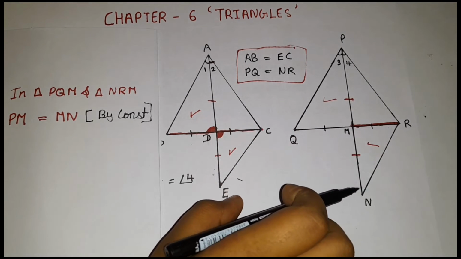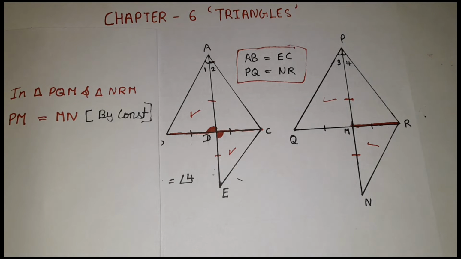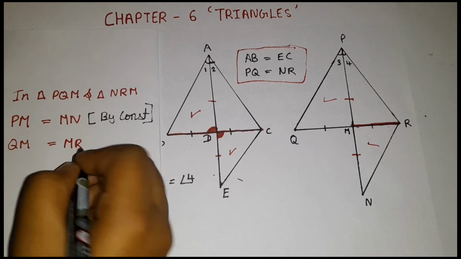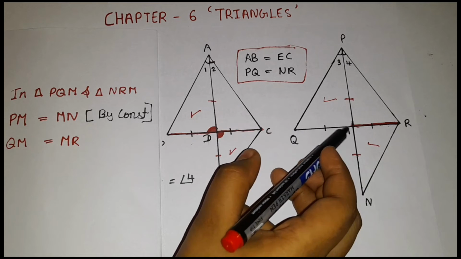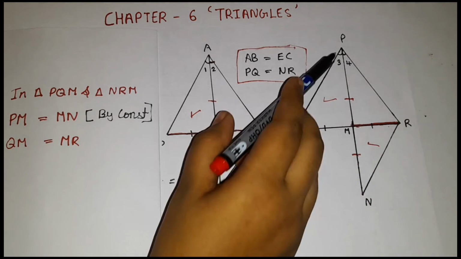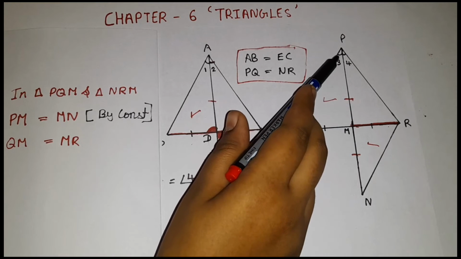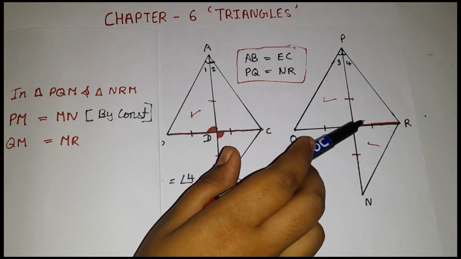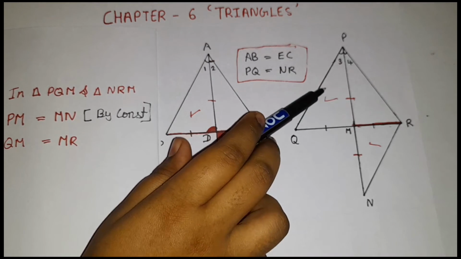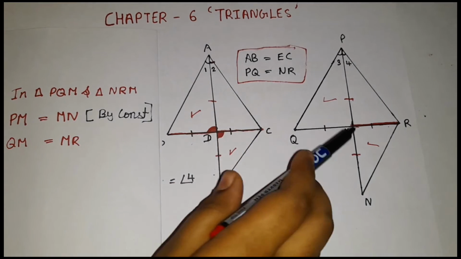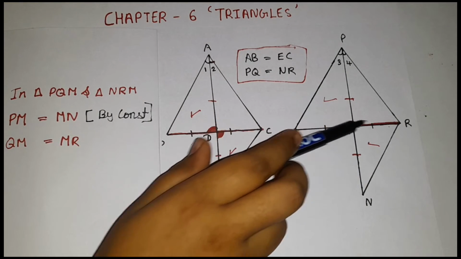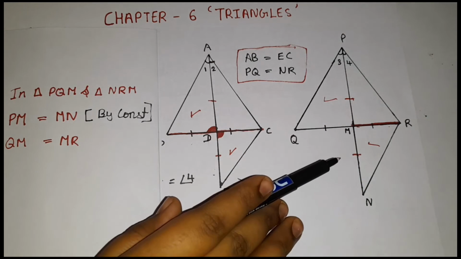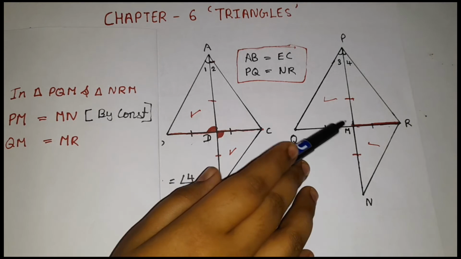So just because of the construction, we can say PM is equal to MN. Now I can write QM is equal to MR. Why am I writing QM? QM is here and MR is here. Why? Because this is a median, of course. According to the question, they mentioned that PM is a median. Since PM is a median, remember this is a very important topic. Whenever you have a median, we can say this side is equal to the other side. That means QM is equal to MR. That is the meaning of a median. That is the main benefit of having a median. So here QM is equal to MR.